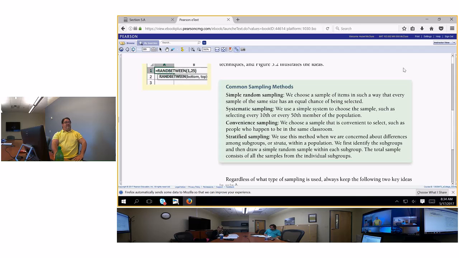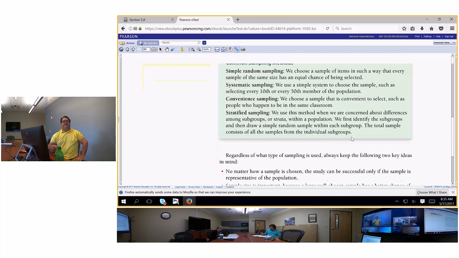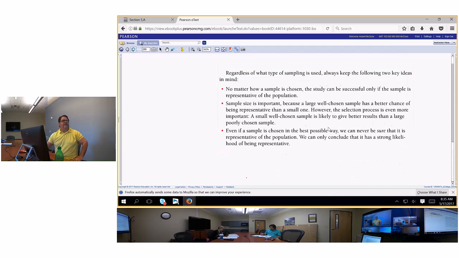Stratified. Stratified would be like voting precincts. Okay? Stratified would be like when you are breaking up into groups. So a state or a county can be broken up into voting precincts, and each county would be a stratified sampling of a state. So just think of grouping when you're talking about stratified.